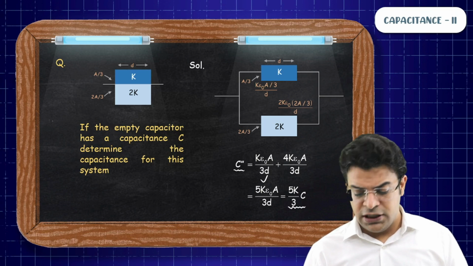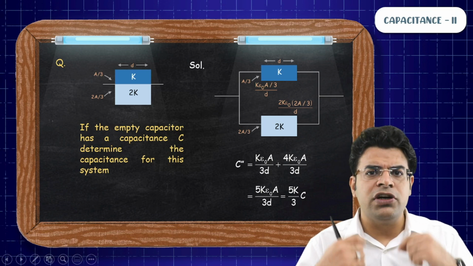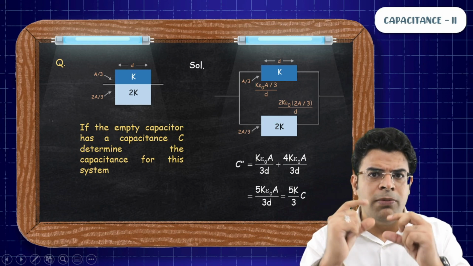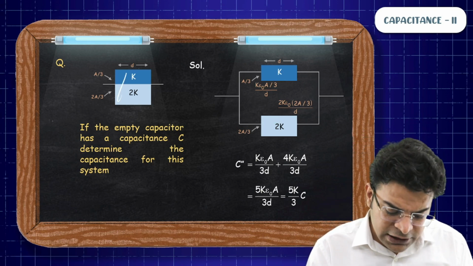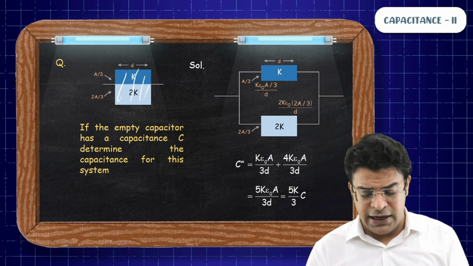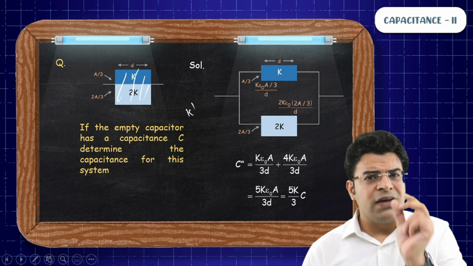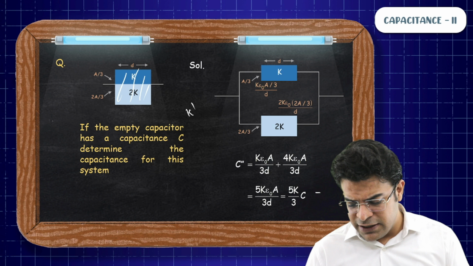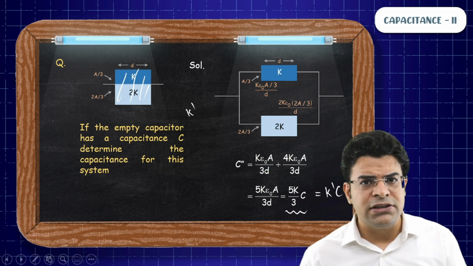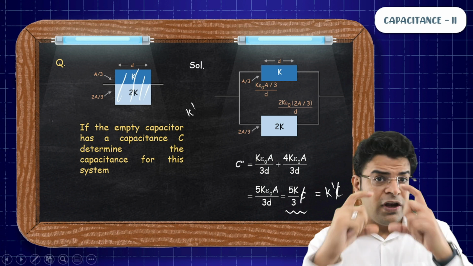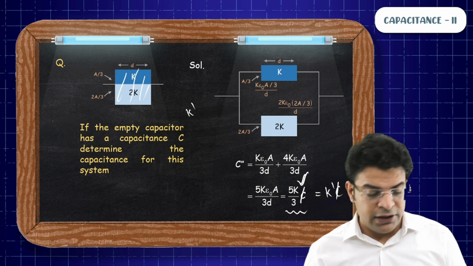If they ask you what is the equivalent dielectric constant for these two materials, you will say, removing these two materials, if I place a single material of, let's say, dielectric constant K dash, then what has to be the value of K dash? So K dash C will be equal to the new capacitance, or K dash, the equivalent dielectric constant on filling up in this way, comes out to be 5K by 3.